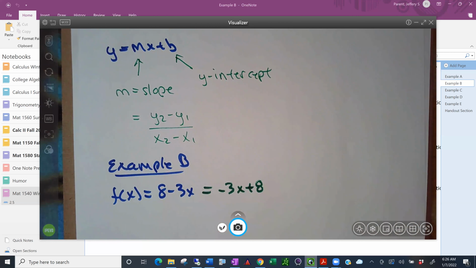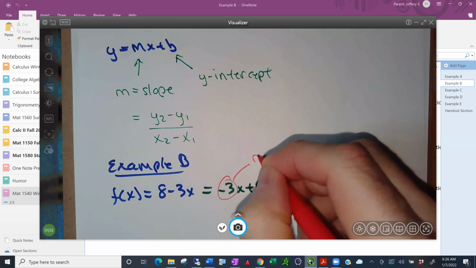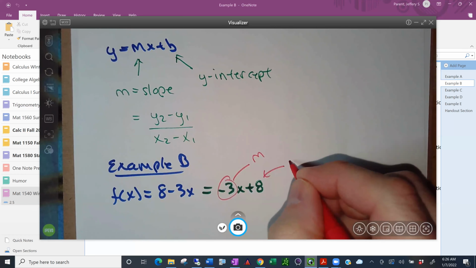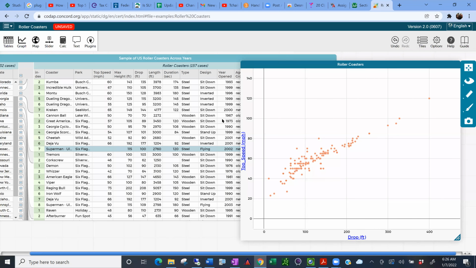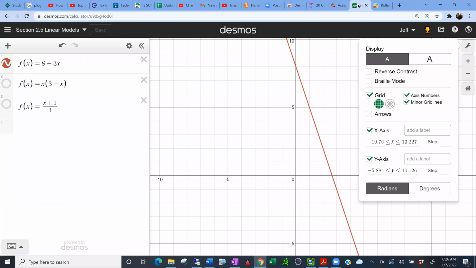shape. One of the big things that I see people making a mistake on is saying the slope is negative 3x. No, it's just the coefficient. That's our slope. That's our y-intercept. In fact, let's take a quick look at that on Desmos. So that would be up here.